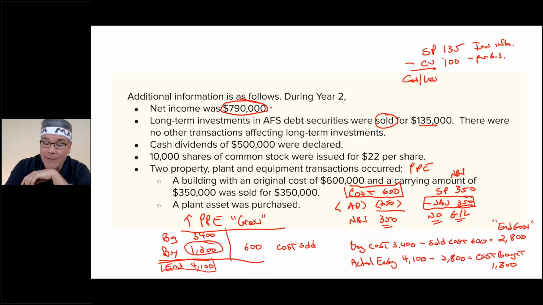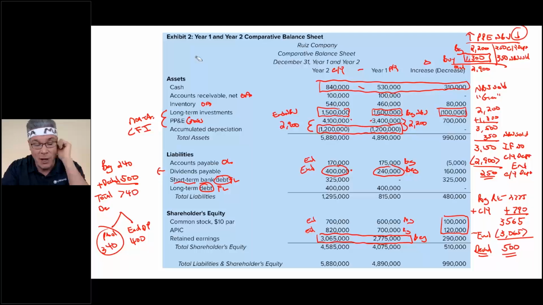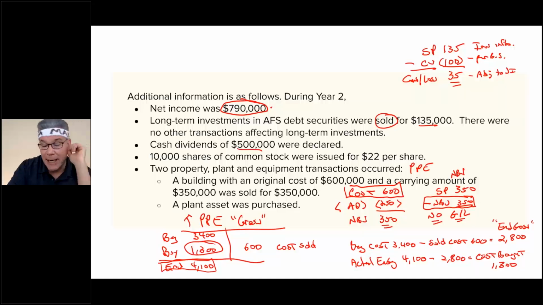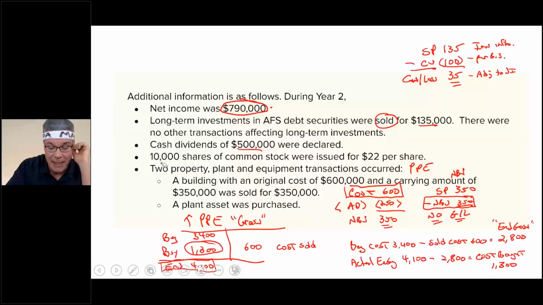All righty. We have a gain of how much? 35,000. That's got to be an adjustment to net income. We got to subtract. Let's see if they did that correctly. Did they do the right thing and subtract the gain of 35,000 on their draft statement of cash flow? They did the right thing. Check that off. Okay. Cash dividends of 500,000 were declared, yet only how much was paid? How much did we say was paid? 340. We checked that number. Yup, dividends paid 340. They did that correct. So we're just going through our given information step by step. The issuance of the shares, the 10,000 shares times 22, that's a financing inflow.